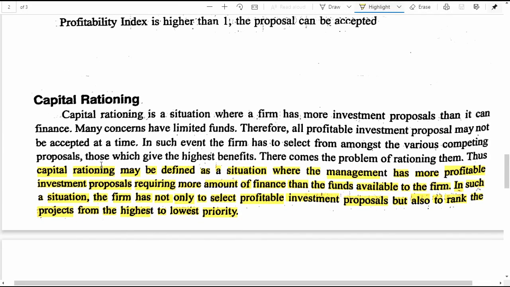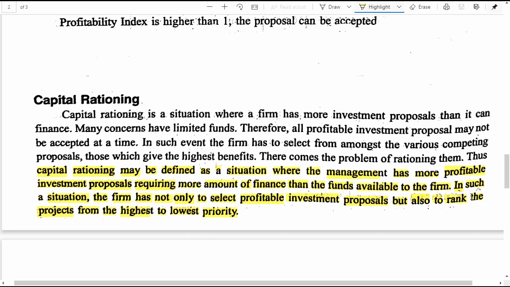Now, what's the meaning of capital rationing? Capital rationing may be defined as a situation where the management has more profitable investment proposals requiring more amount of finance than the funds available to the firm. So, in this situation, in front of a business enterprise there are many profitable projects available, but the issue is that it doesn't have adequate funds to invest in all the profitable projects available in front of it.